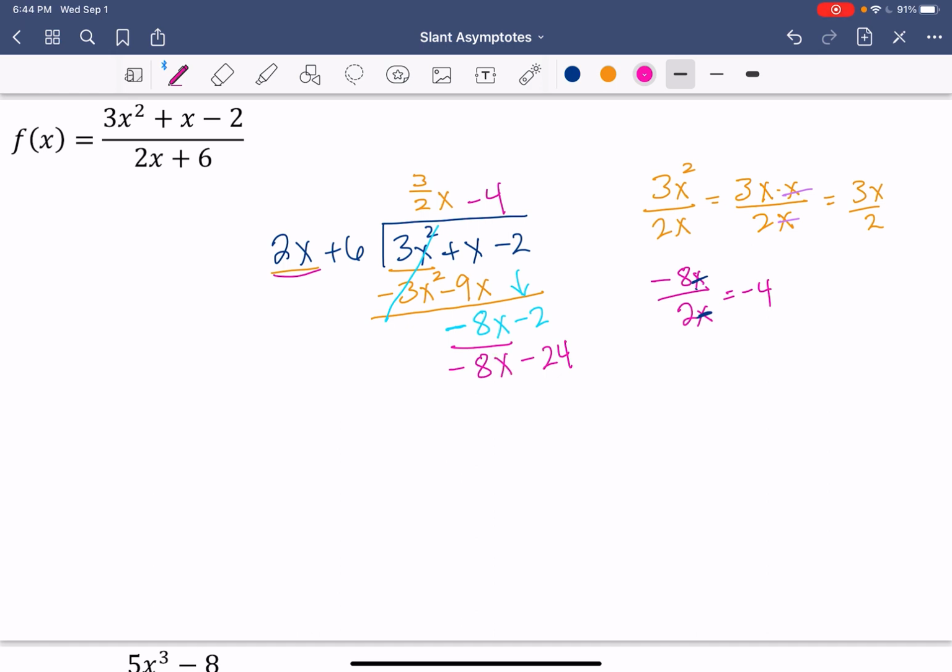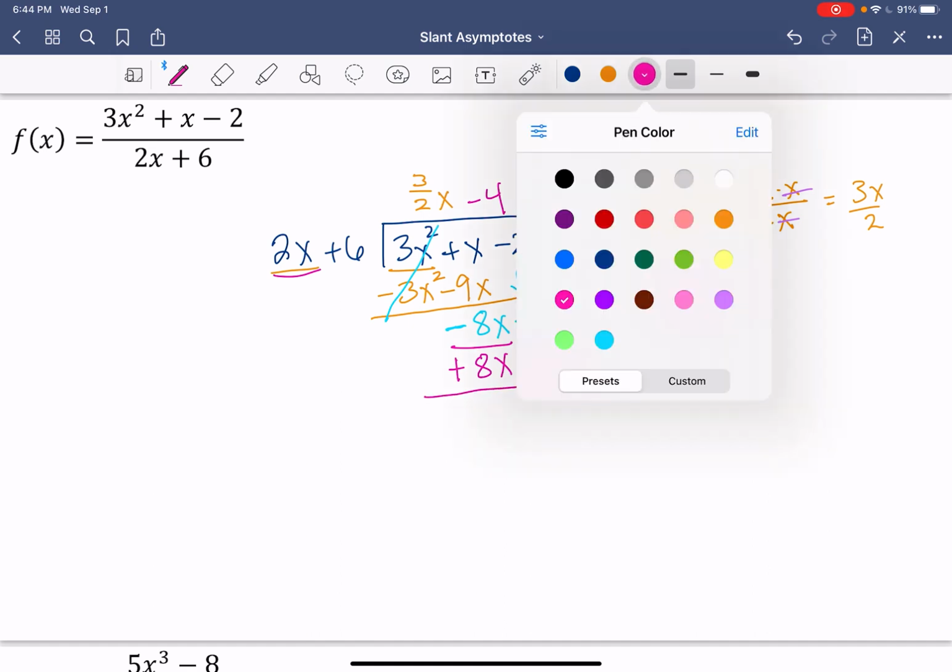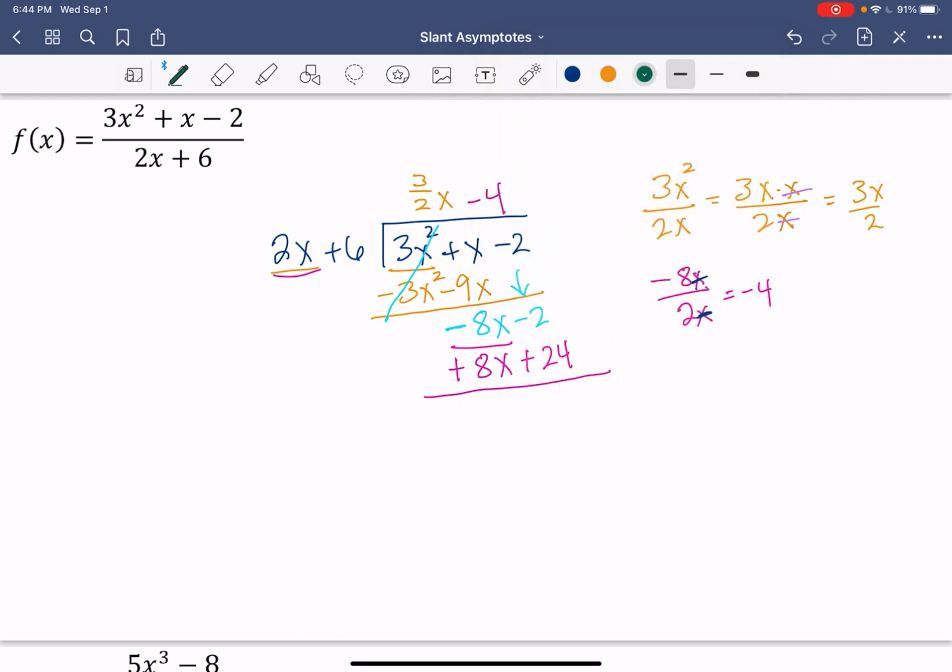Okay, the next step is to change the signs. If it's negative, make it positive. So I'm going to change both of them to positive, and then combine like terms. So the 8x and negative 8x cancel out, and then 24 minus 2 is 22.